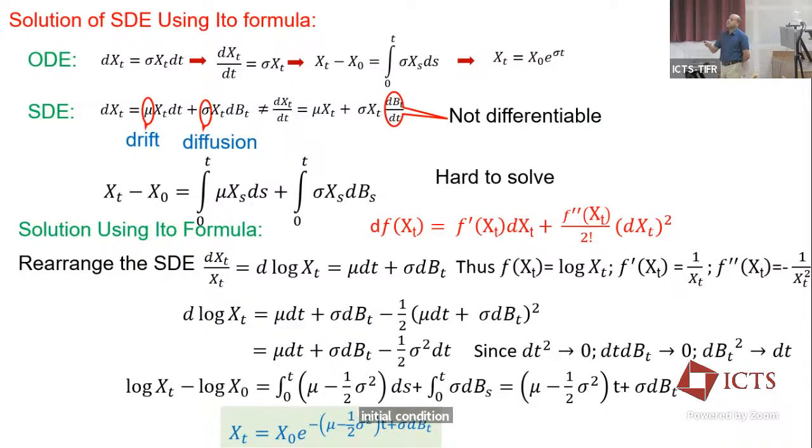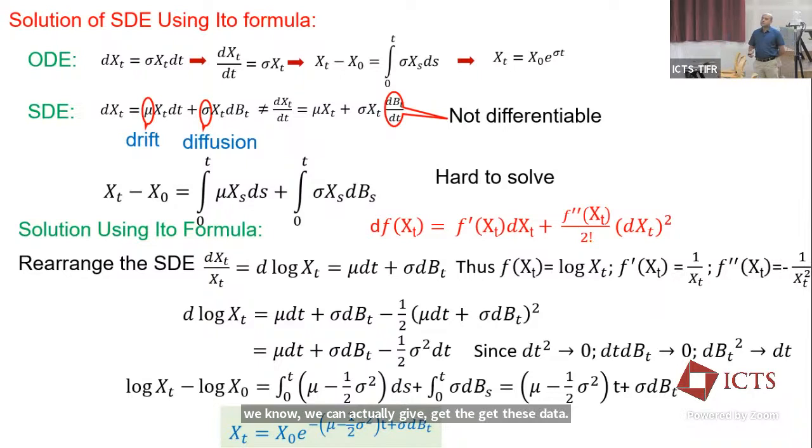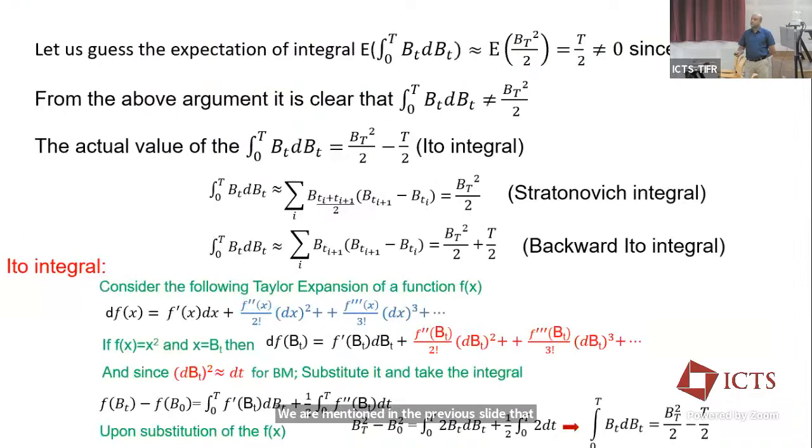But in the stochastic differential equation, what is the basic difference? As I already mentioned, this is the drift term and this is the diffusion term, and this quantity is not a differentiable quantity. So how to solve this kind of problem? How to get a solution of this kind of stochastic differential equation? The strategy is very simple, given by this equation. We have a function and we expand it in terms of a Taylor expansion, taken up to second order. As already mentioned in the previous slide, we consider only the second order term.